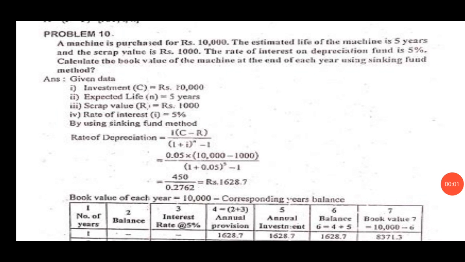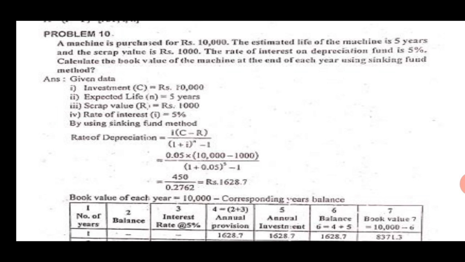Hello students, now we shall look at the fourth method. We have seen the straight line method of calculating depreciation. We have seen the declining balance method of depreciation. Third, we have seen the sum of year digit method. Now we shall see the fourth method, that is the sinking fund method of depreciation. Here the interest comes into the picture. But this is very simple and only one equation is there.